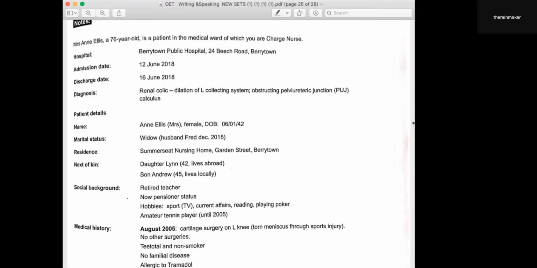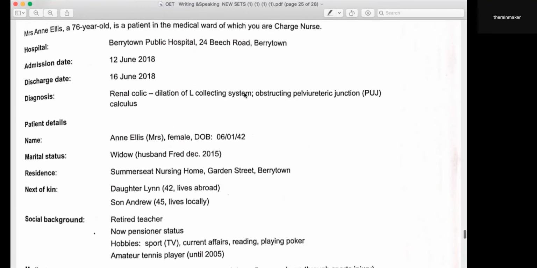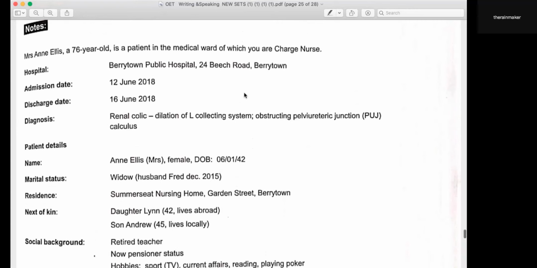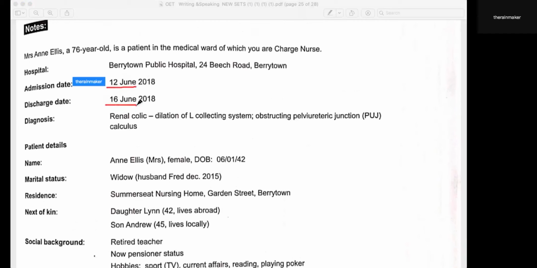So look at this case note. The key here is to realize that everything is given in the note, of course. Date of admission is 12th June and date of discharge is 16th June. Here, we're talking about the diagnosis and everything. Key factor is the residence, you see. You should not ignore this. You should be very careful with this.